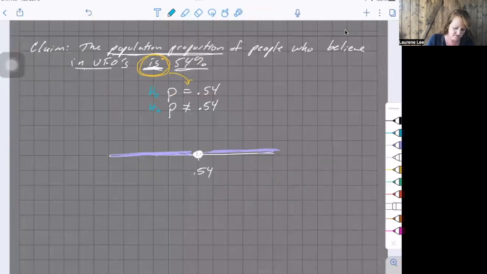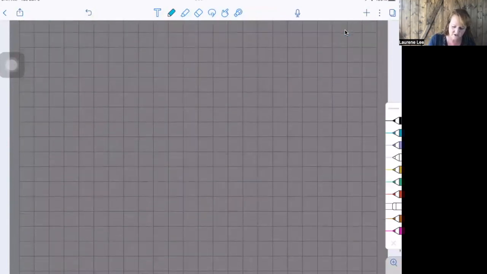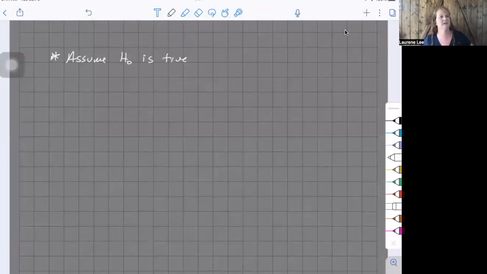And for purposes of these hypothesis tests, what we're going to do is assume that H naught is true. Now, we're going to use a technique that we use in logical reasoning for mathematics, and it doesn't really matter which one you assume is true. For our purposes, we're always going to do it this way.